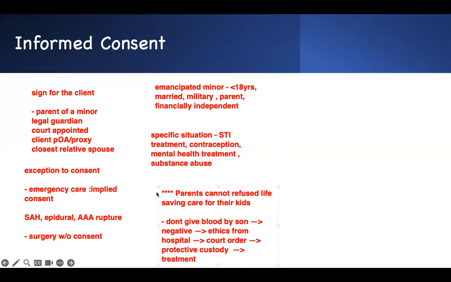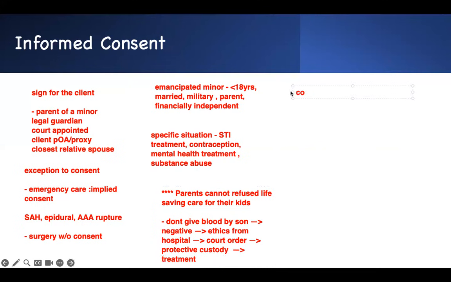No. So that one, if the patient needs an appendectomy, if you don't do it, they're going to die, and the parent says no, I don't want it, we go through this process so that we can take care of it. Otherwise, the kid dies. The parent cannot make that decision. It's a life and death problem.